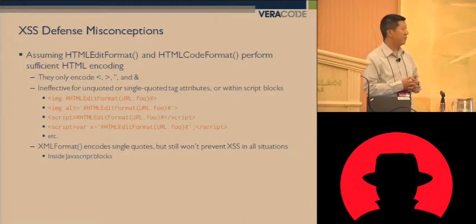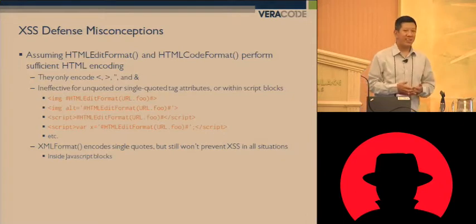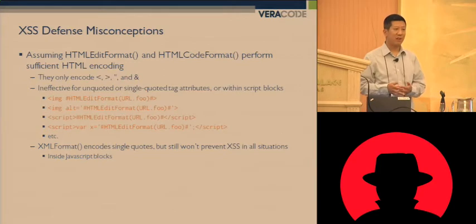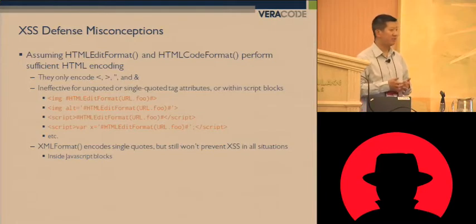because there are either no double quotes to escape from, or you don't have to worry about brackets or anything like that to get the attack to actually execute. There's another API that they have called XML format. It's the same as HTML edit format, except it also encodes single quotes. So now you get encoding of 5 characters instead of 4. So XML format is actually better than HTML edit format in just about every situation for protecting against cross-site scripting.